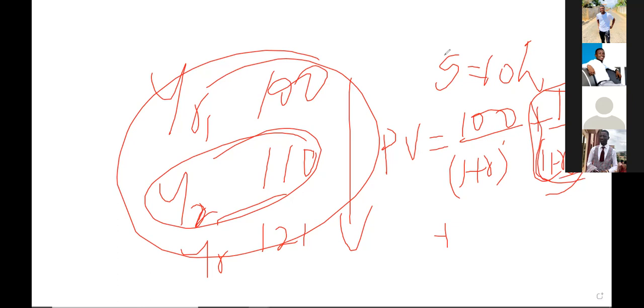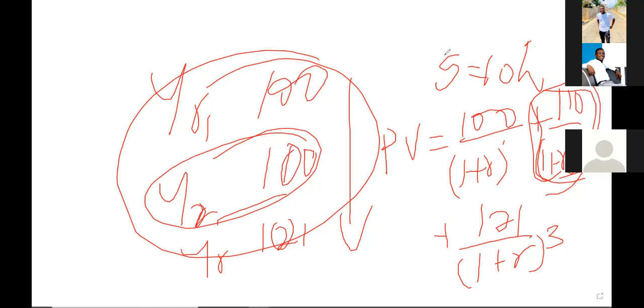Because there are so many things in addition to that, you just do each one of them and add. In year three, you do 1,210 over 1 plus R, where R can be 5%, 10%, 20%, raised to the power 3. When you finish, you will get the answer. But if the values are all 100, you can go by with 100 on each of them, or because the series of cash flows are the same, you can use the ordinary annuity formula. Please, are you getting the point? Yes, sir.